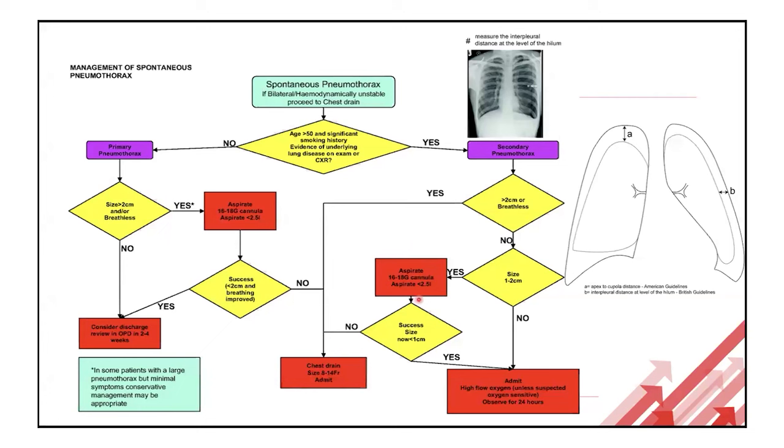But if it is above 1 centimeter, like 1.5, those are the ones you aspirate with the needle, and reevaluate with clinical status and chest x-ray, okay? If there's no improvement or if there's even worsening, you want to admit and put in a chest drain, okay? If there is improvement, you still admit, but conservatively, with high flow oxygen, and observe, okay? Are we on the same page? So that's what the recommendation was as of 2010.